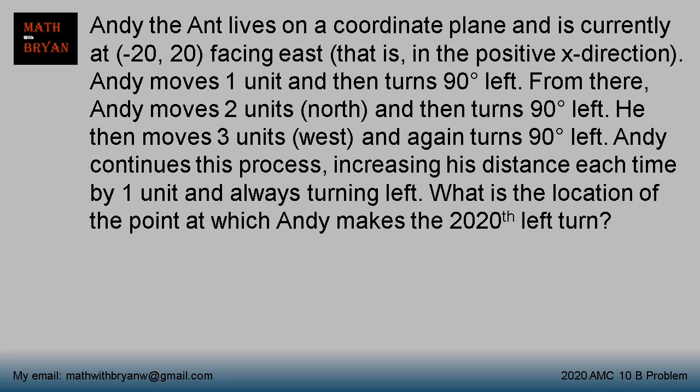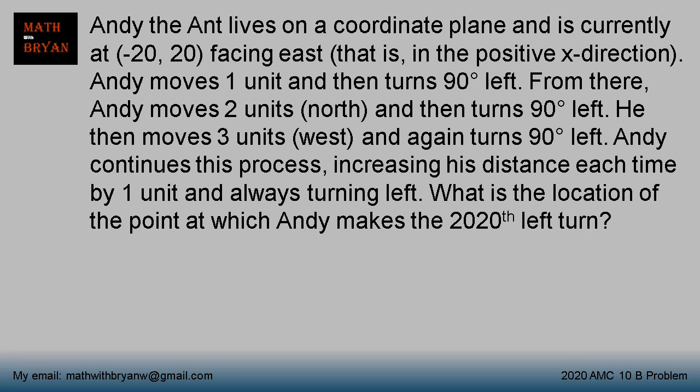From there, Andy moves 2 units north and then turns 90 degrees left. He then moves 3 units west and again turns 90 degrees left. And he continues this process, increasing his distance each time by 1 unit and always turning left. What is the location of the point at which Andy makes the 2020th left turn?